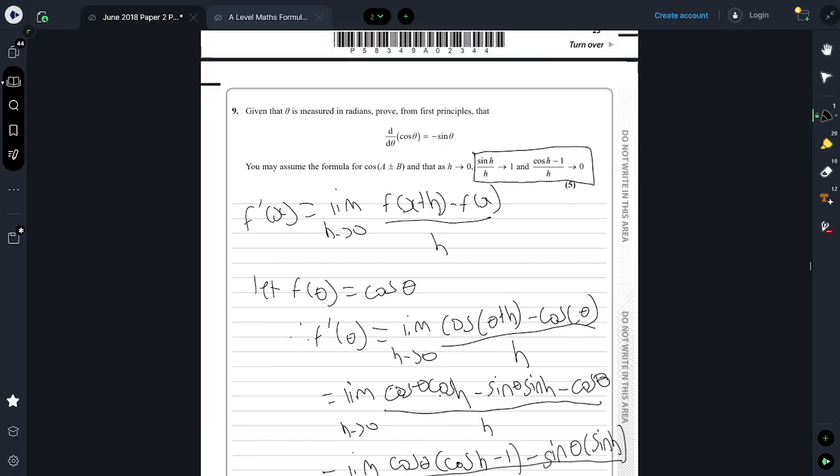They can ask you to derive from first principles a general polynomial like ax squared plus bx plus c, or to derive sine theta or cos theta. Okay, but this one they asked for cos theta. Okay, and just a quick explanation.